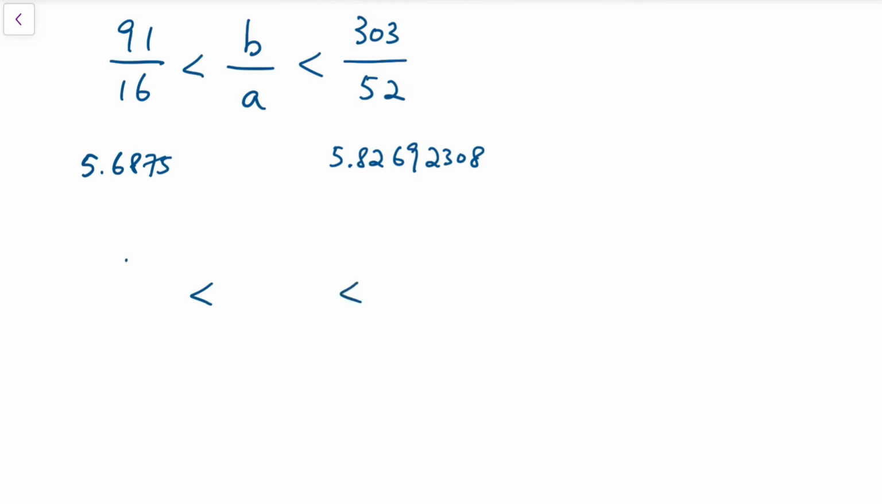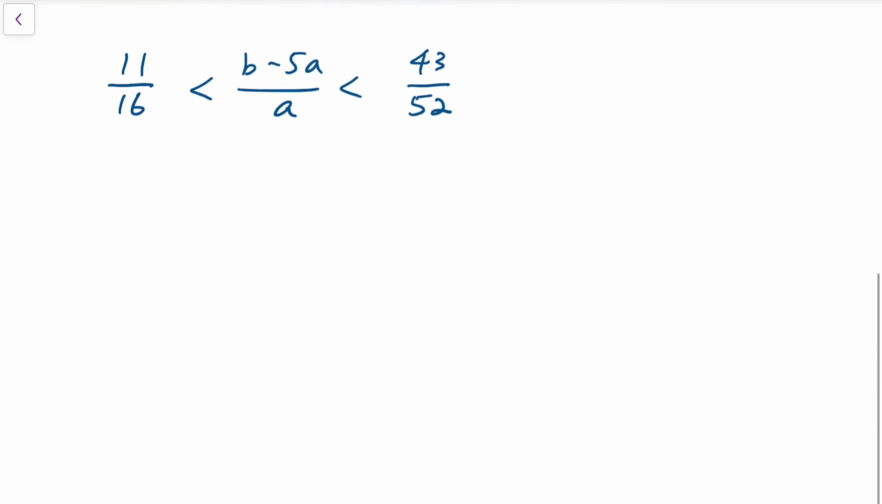So then the smallest fraction now becomes 11 over 16, because 91 over 16 minus 5 is just 91 minus 80, all divided by 16. While for the other fraction, the numerator is subtracted by 260, and so we have 43 over 52. Now after doing that, again we have a fraction that is between 0 and 1, so then the reciprocal step becomes possible again. However, the fraction in the middle now becomes b minus 5a, all divided by a. So the middle fraction starts to become more complicated.